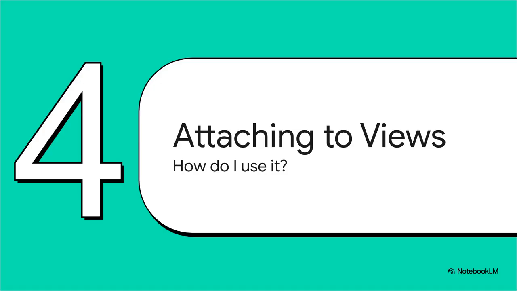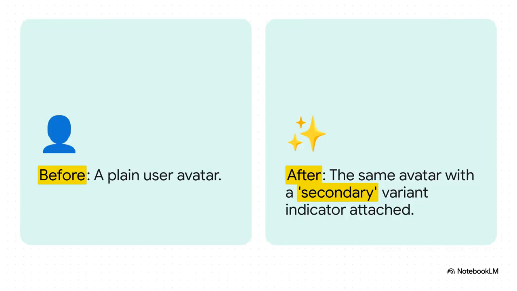All right, so we've talked about where it goes, what it looks like, and its cool counter mode. But now for the big question, right? How do you actually stick this thing onto another element in your app? You're going to love this. Attaching it is so easy. You use the Attach to Target method. So you can see here, we start with a plain old user avatar. Then, after we create our indicator, we just call Attach to Target and pass in that avatar view. And just like that, the indicator snaps right into place exactly where we told it to go.